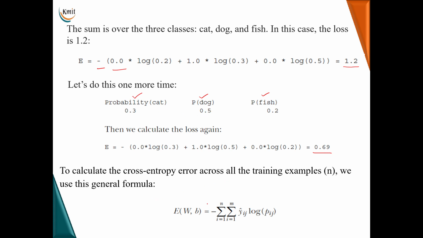So if I have n number of training examples, this will be my equation to calculate the cross entropy: minus summation i equals 1 to n, summation j equals 1 to m, y hat ij log of Pij. This is used for n training examples.